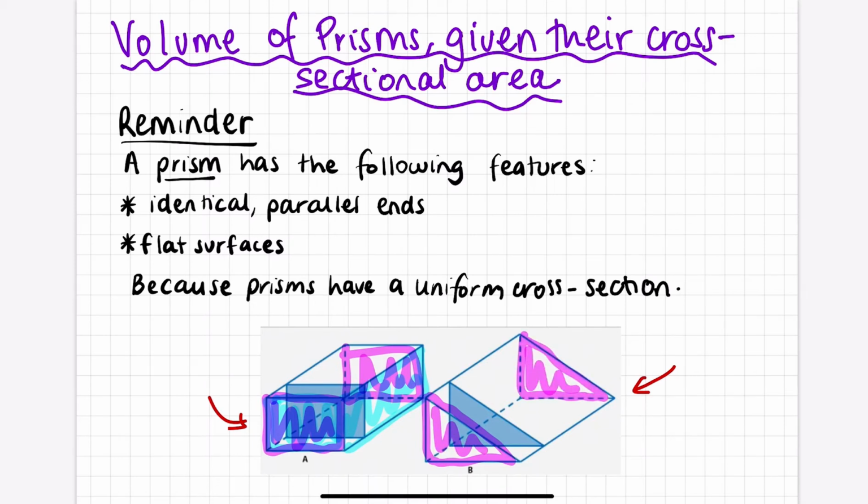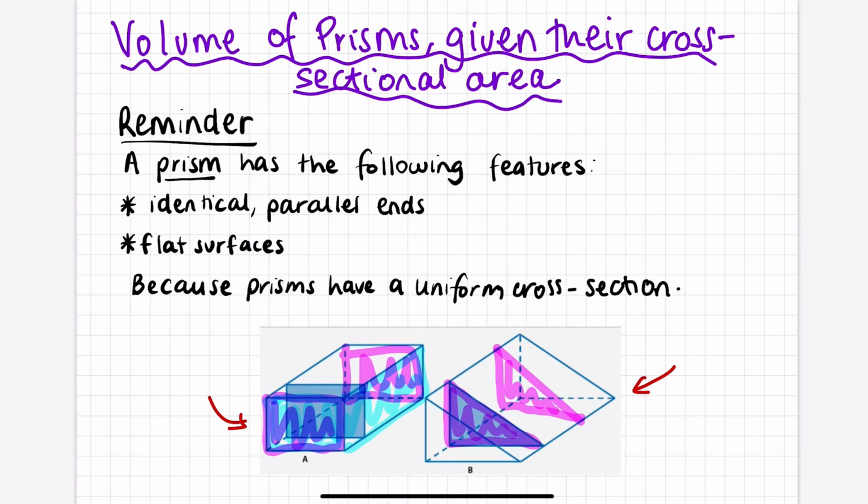Parallel ends. These parallel ends are the same throughout the entire shape. Okay, so this triangle here is exactly the same as if I tried to draw another triangle here. These are called cross sections. It's where you cut the prism into bits and it is the face of that shape.